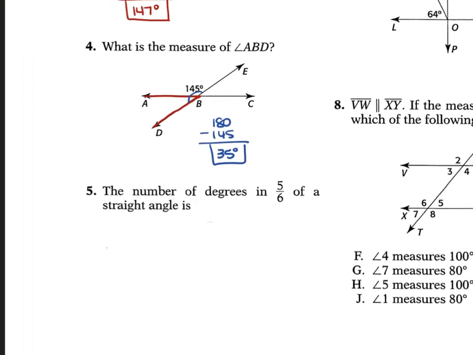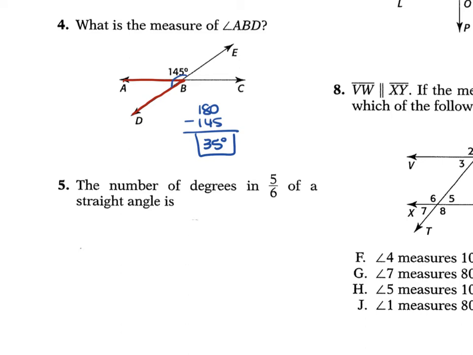For 5, it says the number of degrees in 5/6 of a straight angle is... That's just 180 times 5/6. So the 6 would turn into a 1, the 180 would become 30, so that's 150 degrees.